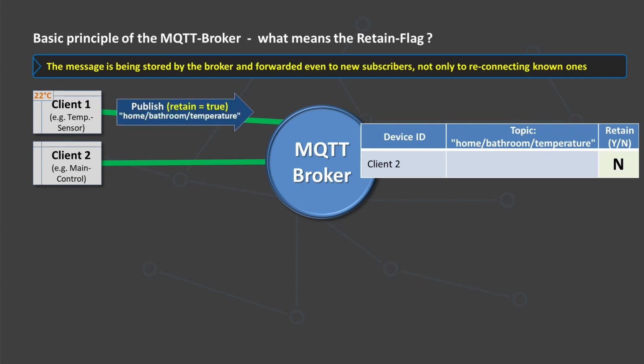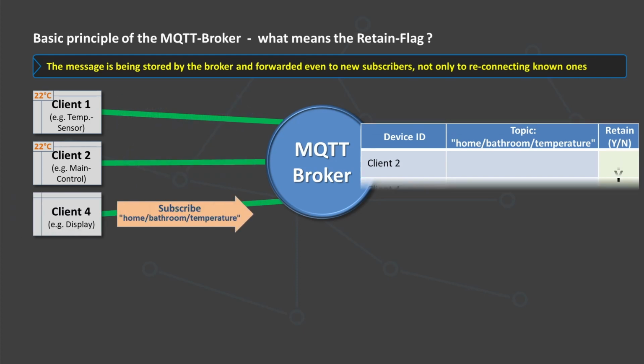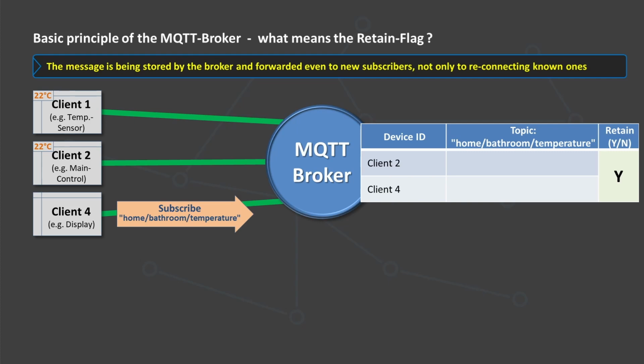The sensor publishes its value along with the retain flag setting. The broker stores that value and forwards it to the connected clients. If now a completely new or previously unsubscribed client sends a subscribe request, the broker will add this client to its subscriber table and forwards the stored value immediately to the new client. This allows, for instance, that the last published temperature value can be sent to any new subscriber without needing to wait for the sensor to publish an updated value.